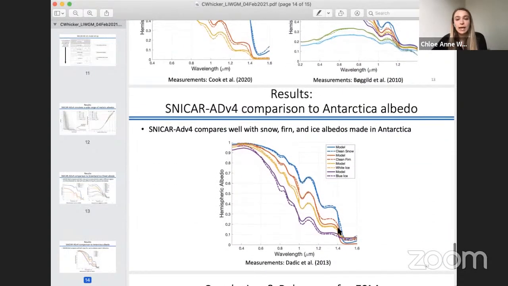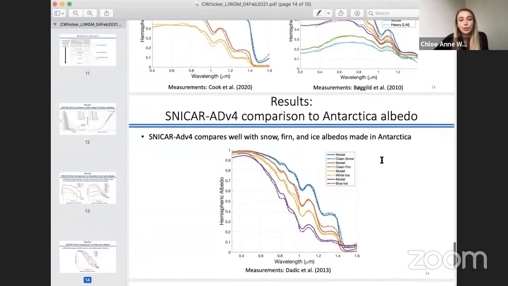So another set of comparisons and another promising result, we're able to compare to Antarctic albedo as well because of the flexible model scheme. And we're able to represent snow, firn, and ice albedos very similarly to measurements.